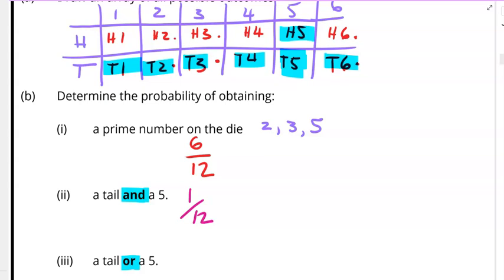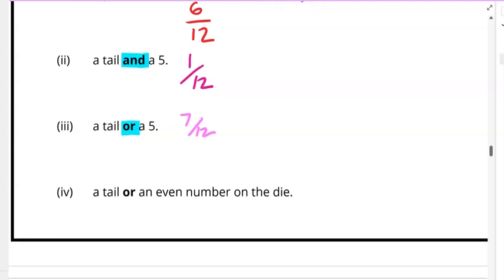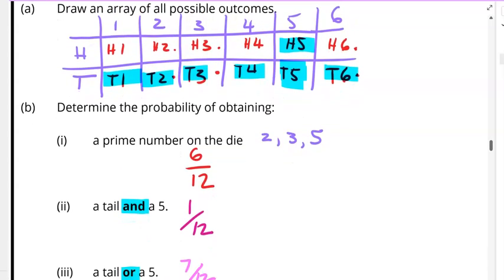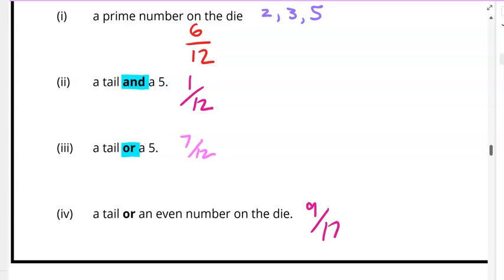So "or" includes both of them. One or the other or both. It encompasses any option, any possible option there. A tail or an even number on the die. Well, we've done a tail already. We don't want that one. Even number on the die. So you do need to understand the distinction between "and" and "or" in a probability scenario.